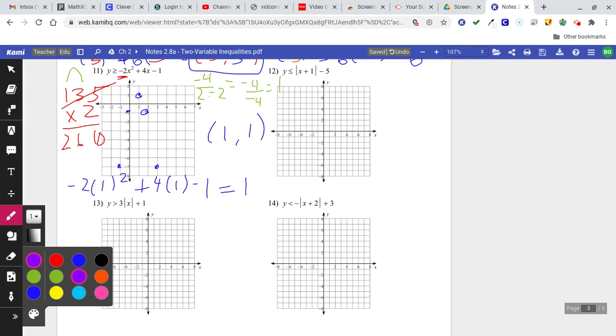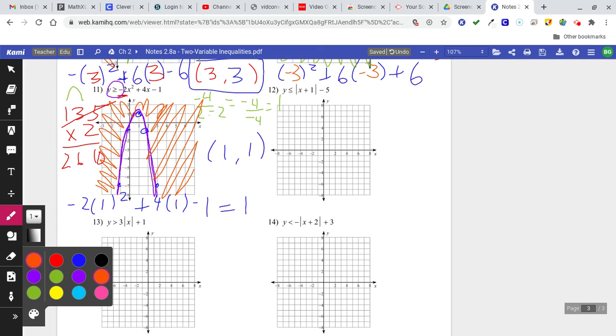And don't forget about your inequality. Greater than or equals. Well, we know the equals means that it's going to be solid. And the greater than part tells me to shade up above. Okay, that's the hard part.